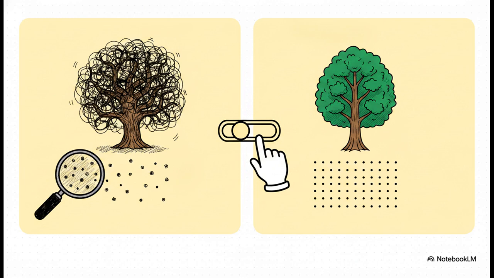But if we increase that hyperparameter to, say, 5, we effectively prune the tree. We keep it broad, generalized, and a whole lot more accurate out in the real world.